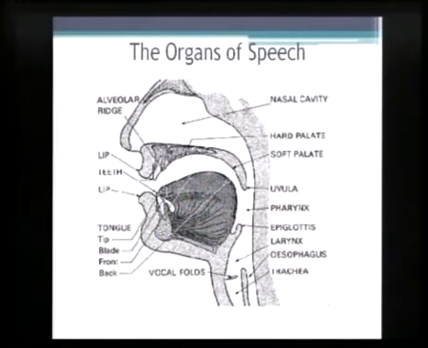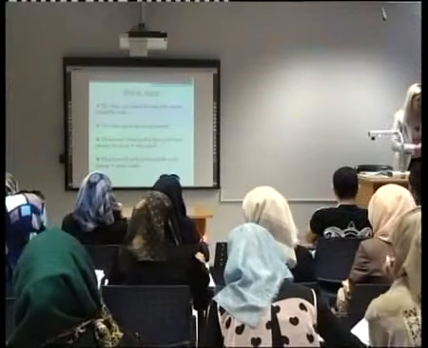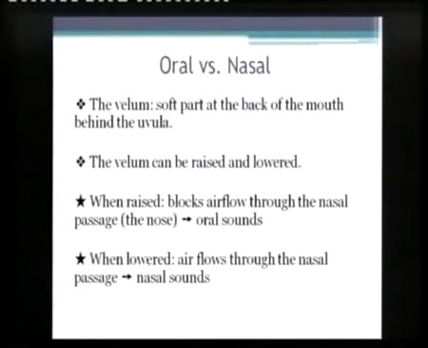How many nasal sounds do we have in English? Three. We have m, n, and ng. Yes, we talked about this. Yeah, here, this is also a review. Look at this. The velum is the soft part of the palate. You can say it's the soft palate. The velum can be raised and lowered. When it's raised, it means the nasal cavity is closed. When it's lowered, it means the nasal cavity is open.